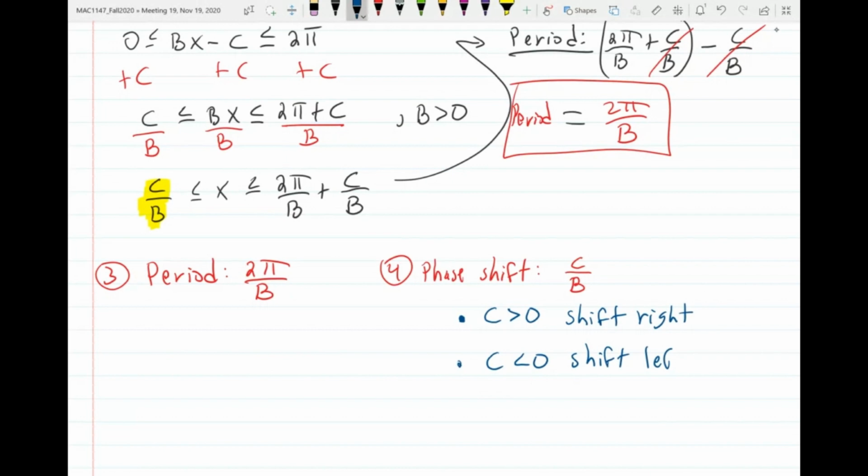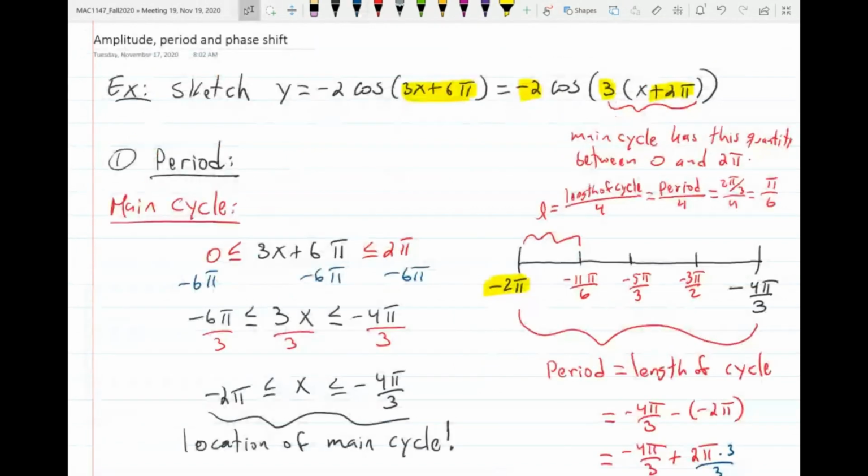So in the example that we did, notice that C is actually negative 6 pi, because if you were to write this in the standard form that we have been talking about, this is negative 2 cosine. 3 is positive, but remember, we need to have a minus, so you can write this as minus 6 pi. This now has the form that we're discussing, so this guy right here would be C, and this guy right here is B. So the phase shift is C over B, which would be negative 2 pi. And what that tells you is that we are moving to the left 2 pi units.